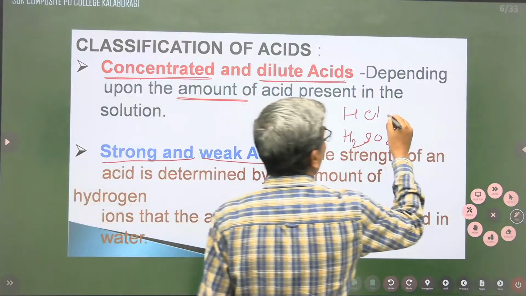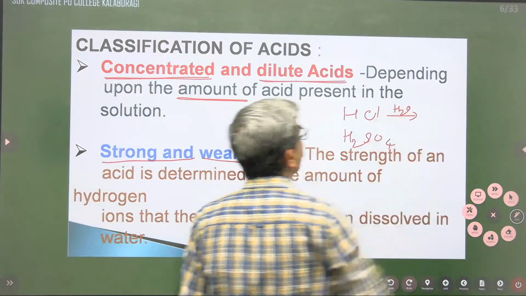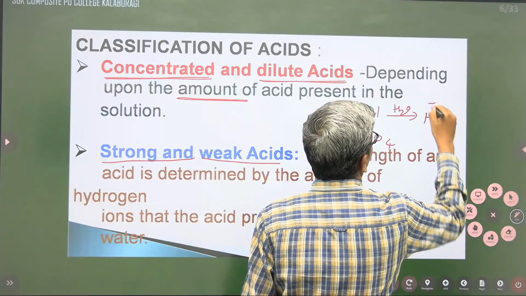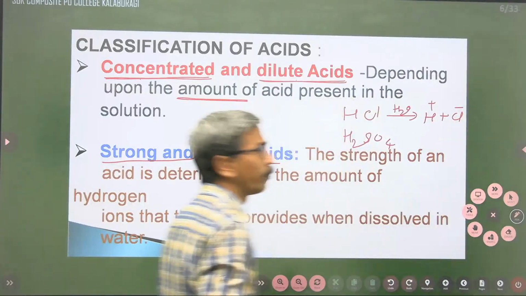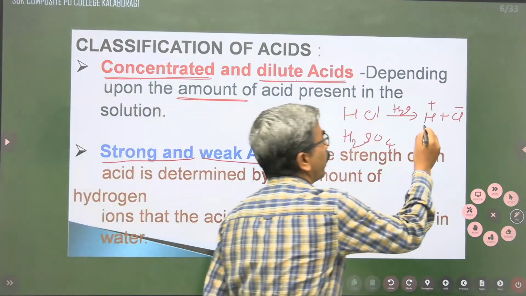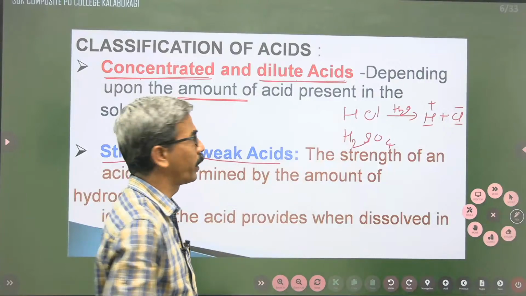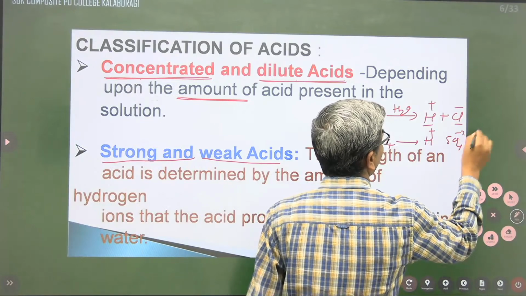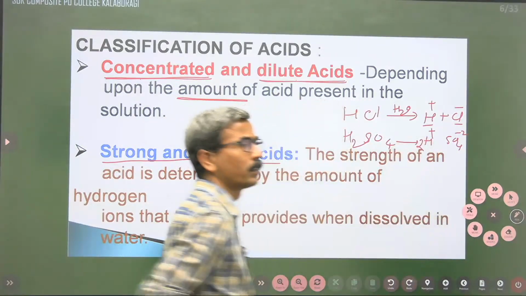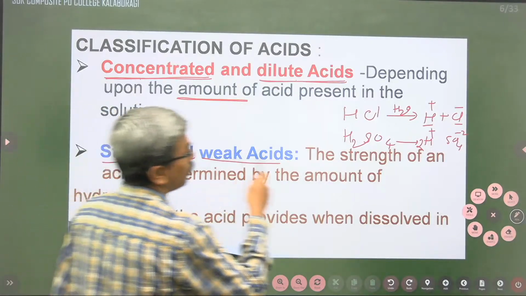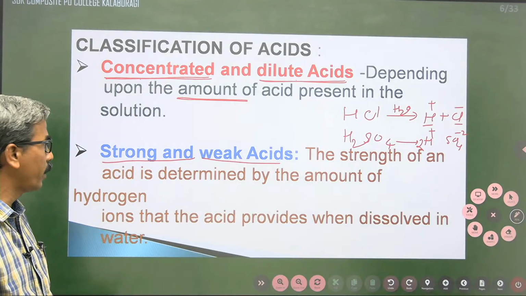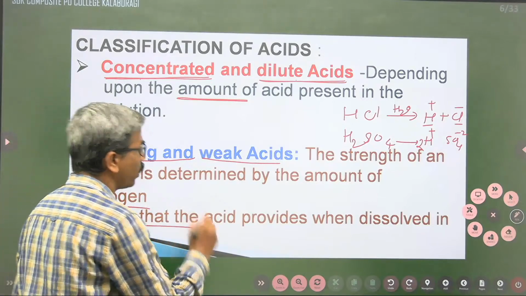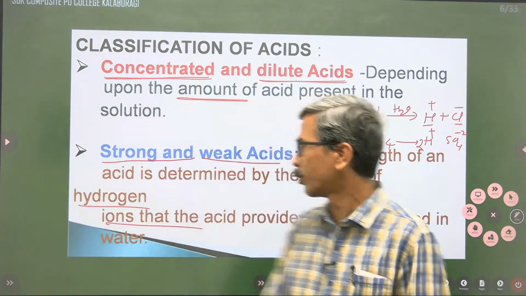Suppose you add this one to water, it will produce H plus and Cl minus. Now, HCl produces one H plus and one Cl minus. When you go to sulfuric acid, after adding into water, it produces H plus and SO4 2 minus. Here it is going to produce 2H plus. Now you can see that the strength of an acid, whether it is strong or weak, is determined by the amount of hydrogen ions it provides when it is dissolved in water.